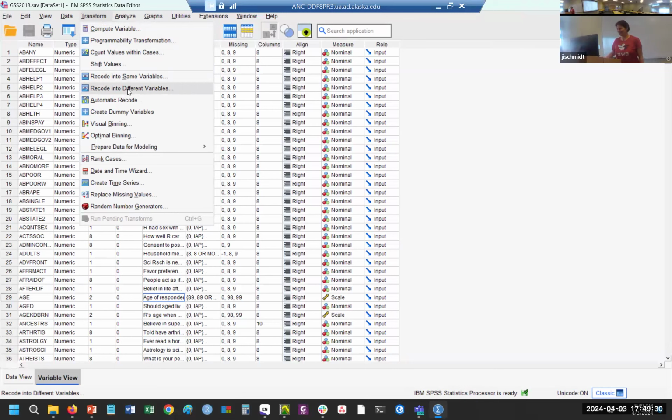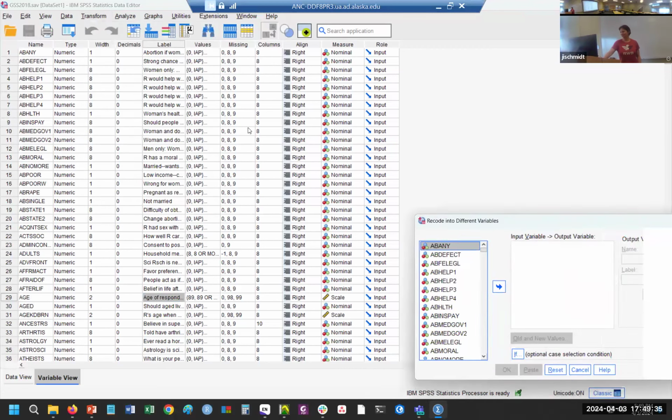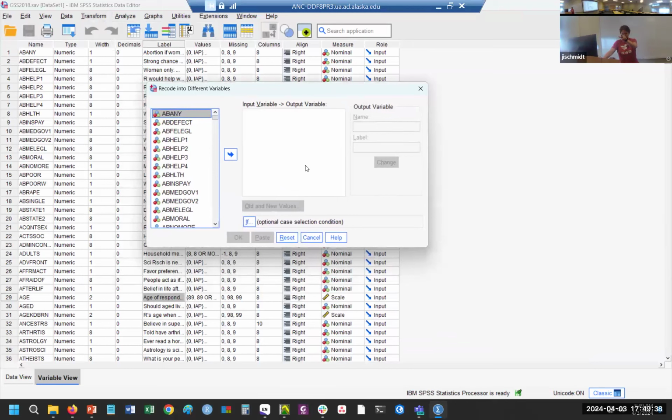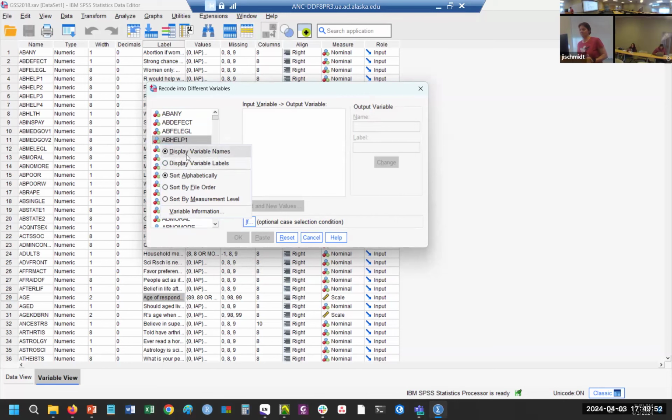I don't trust typical software, but you're right, recode into different variables, right? So we get our window to pop up. You guys got that? I did get that, but I can't get it to show the variable names. If you're having that problem, right click on it and change this. On a Mac, I don't know if it's also a right click. David had this problem, but he solved it online.